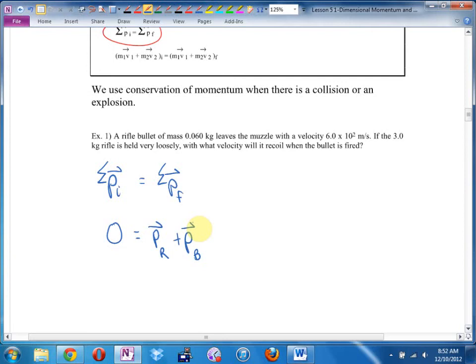And because these are in a nice straight line, we don't need to go all vectory yet. Today, everything's going to be in a straight line. The most we're going to have to do is let to the left be negative and to the right be positive. Next lesson we'll be getting tricky with it. Momentum is mass times velocity.